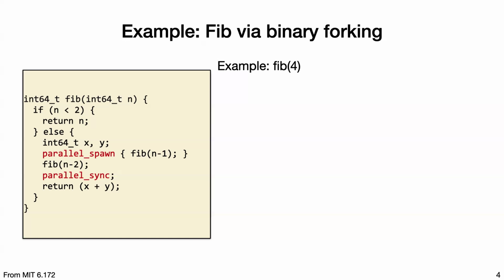And this is how you write the spawn and sync. You spawn off this fib of n minus 1, which can be computed independently of fib of n minus 2. And then in the end, we need to do a sync because we need both of these sub-answers to compute the sum at the end.